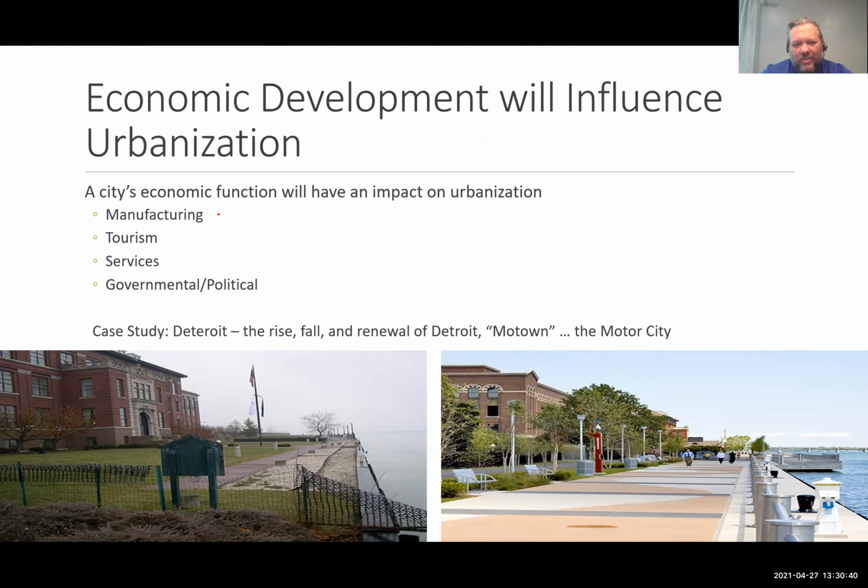All right. And finally, economic development. Cities' economic function will have an impact on urbanization. So their economic function: manufacturing, tourism, services, government, and political. So this is the revitalization thing. And revitalization just means to bring back.